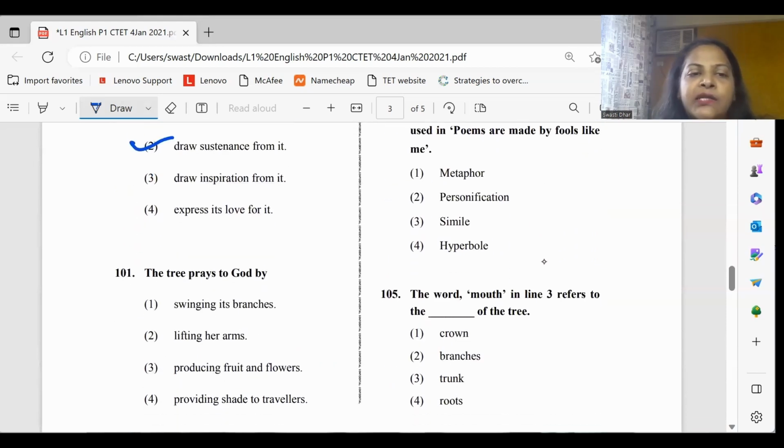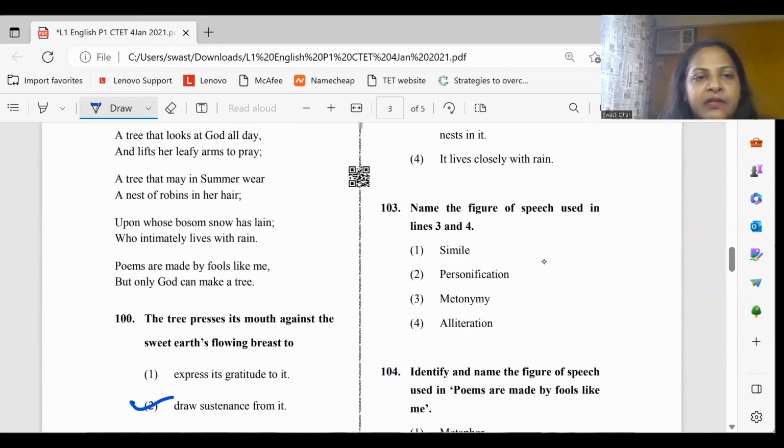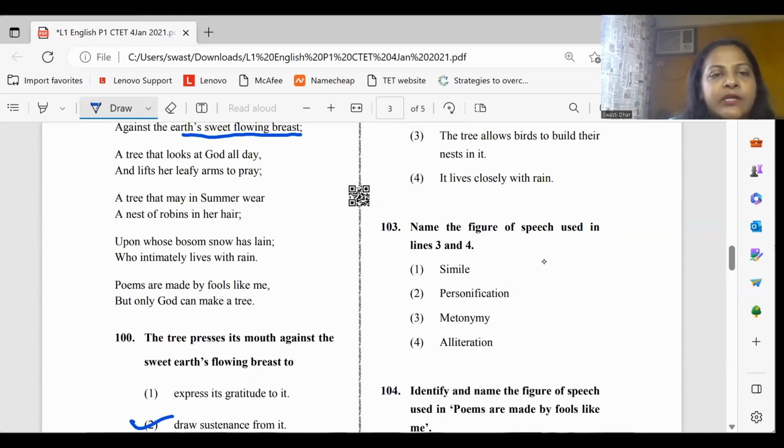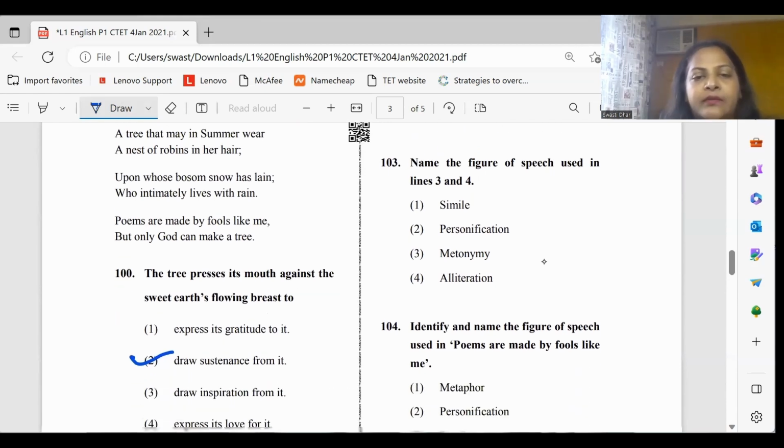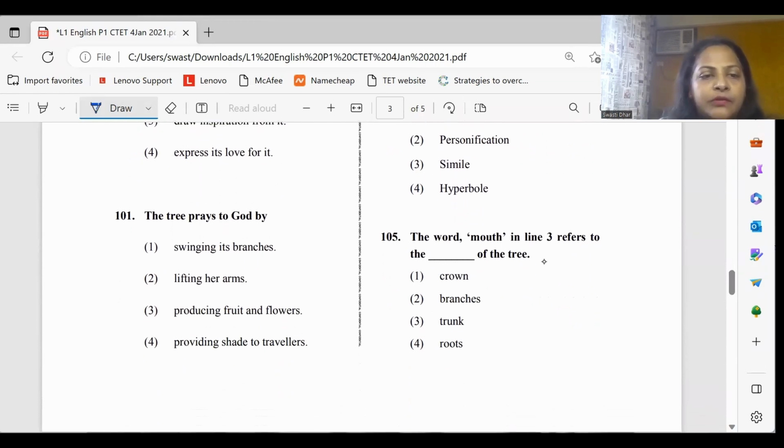Question number 101 is the tree prays to God. How does the tree pray to God? Again, this is given out here. Looks at God all day and lifts her leafy arms to pray. So it lifts her arms.